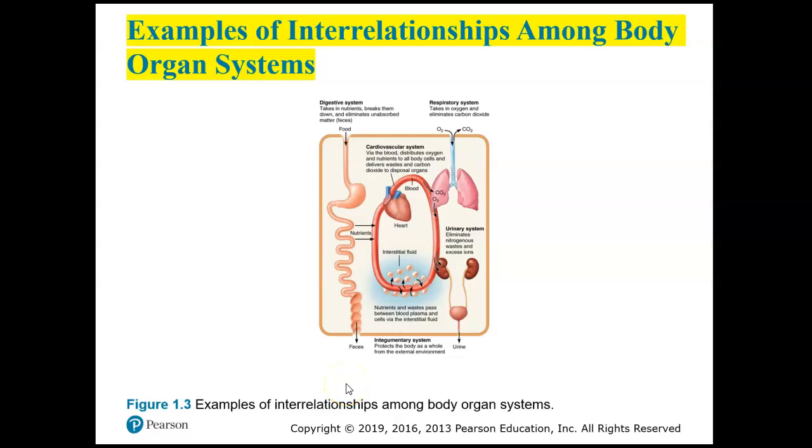We are beginning with slide 18 from the chapter 1 part A, so the chapter 1A PowerPoint slides. On slide 18 you have a diagram here that shows one example of interrelationships among body organ systems.